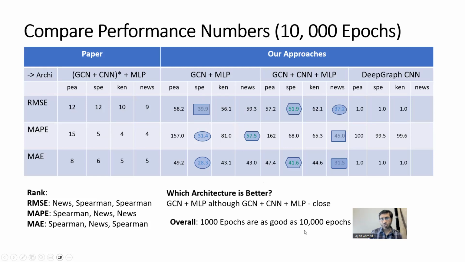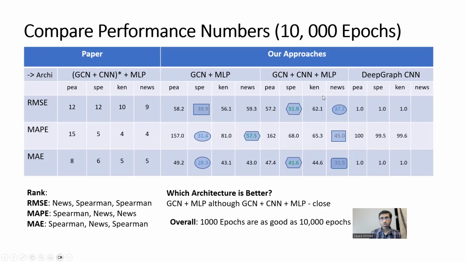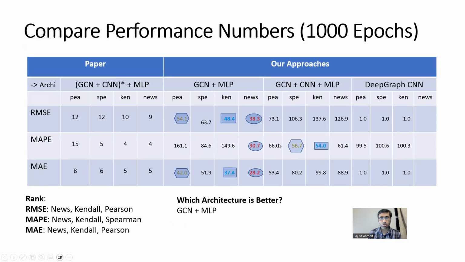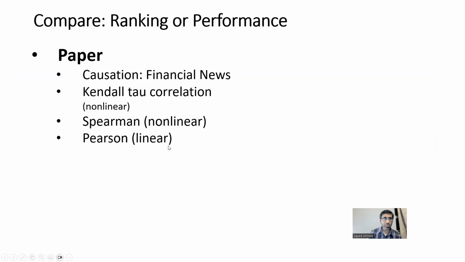Okay, and 1,000 epochs can be as good as 10,000 epochs. However, it might be the case that GCN plus CNN plus MLP might be giving better results when epochs are high. Let's go back and see. The lowest RMSE here is 73, but here it is 37.51. So we are getting better RMSE here. And for MAPE, 54, 57. So that's what I get.